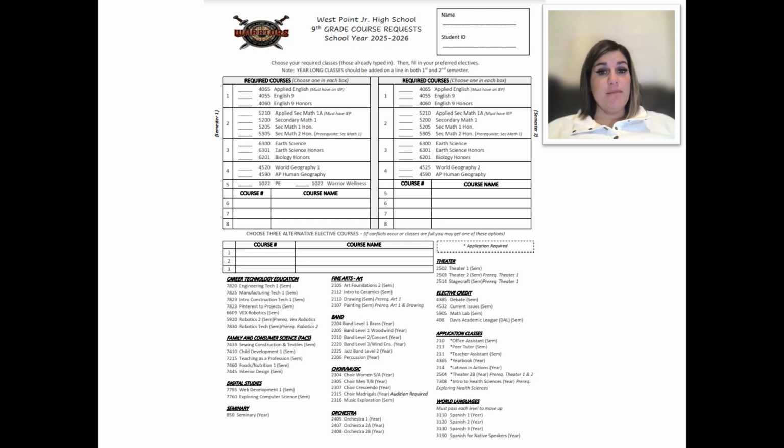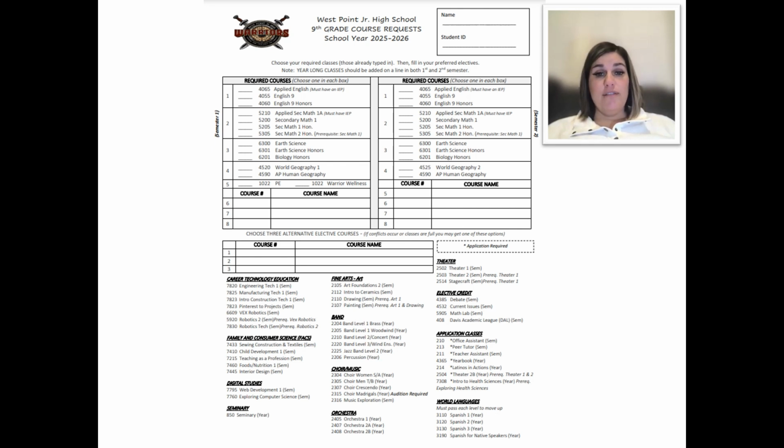So of course we're going to pick some English, some math, some science, some social studies. Science in 9th grade, you do get to pick which science you want to take. There's earth science and there is biology. If you do biology, you do have to do the honors version just because chemistry is the next step and we want to make sure you're prepared for that.